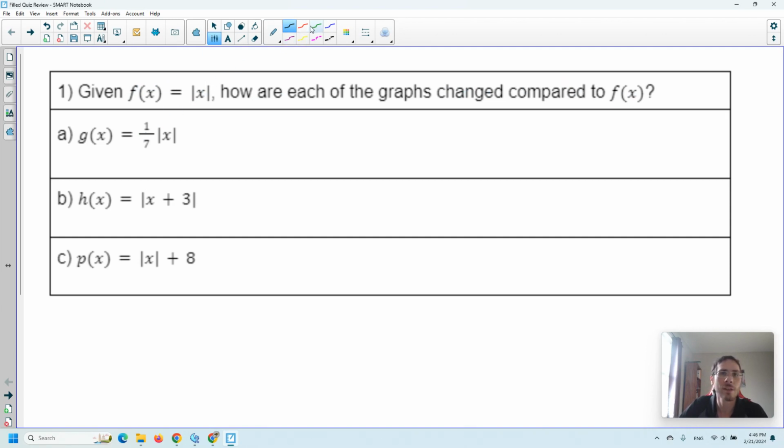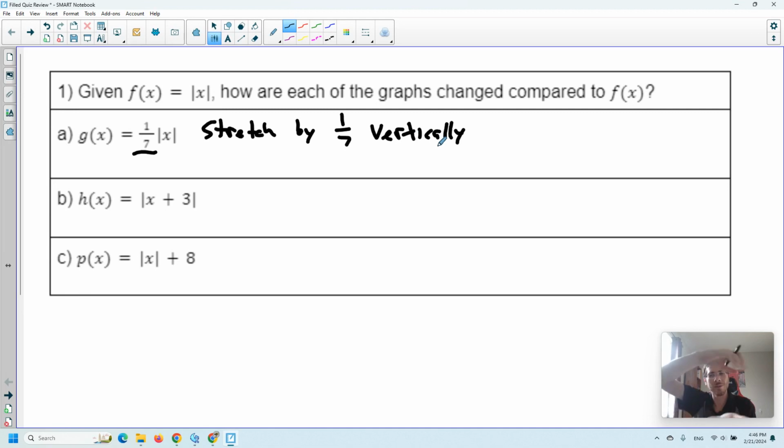So if we look at g of x, the thing that's different compared to the absolute value of x is we have the 1/7 out front. So remember, if there's a number out front, it's either going to be a stretch or a compress. So in this case, you could say it's stretched by 1/7 vertically, because we're kind of stretching by 1/7, which actually shrinks it. Or you can say that it's a vertical compression. So you could say it's compressed as well. Either one will be okay.